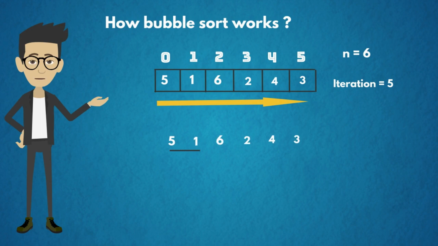So when 5 is compared with 1, as 1 is smaller than 5, they are swapped. So 1 moves to 0th position and 5 moves to first position. The same process continues. Now we check the first position element and the second position element. As 5 is not greater than 6, we need not swap. Next, we check the second position element and the third position element. As 6 is greater than 2, we swap the elements and the rest are left undisturbed. Then we have the array as 1, 5, 2, 6, 4, 3.